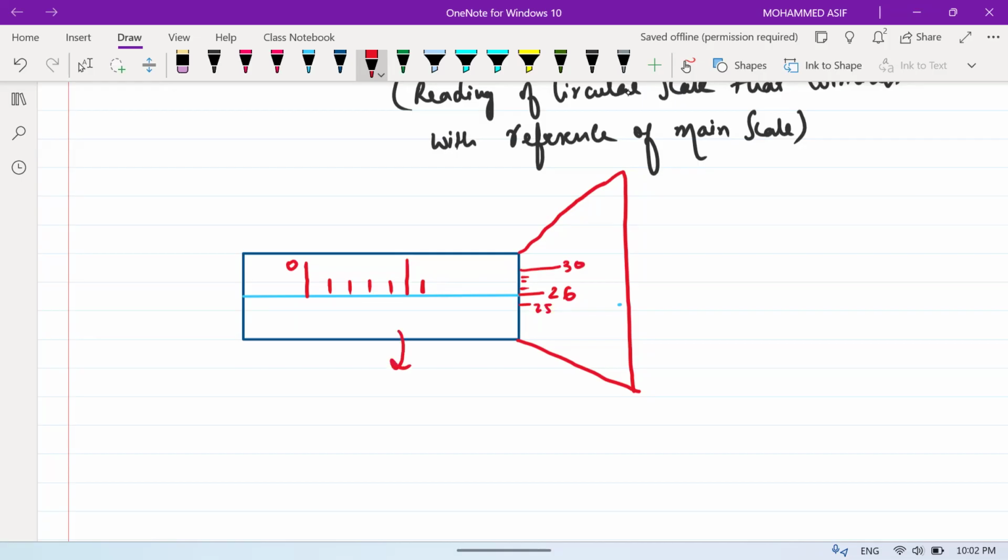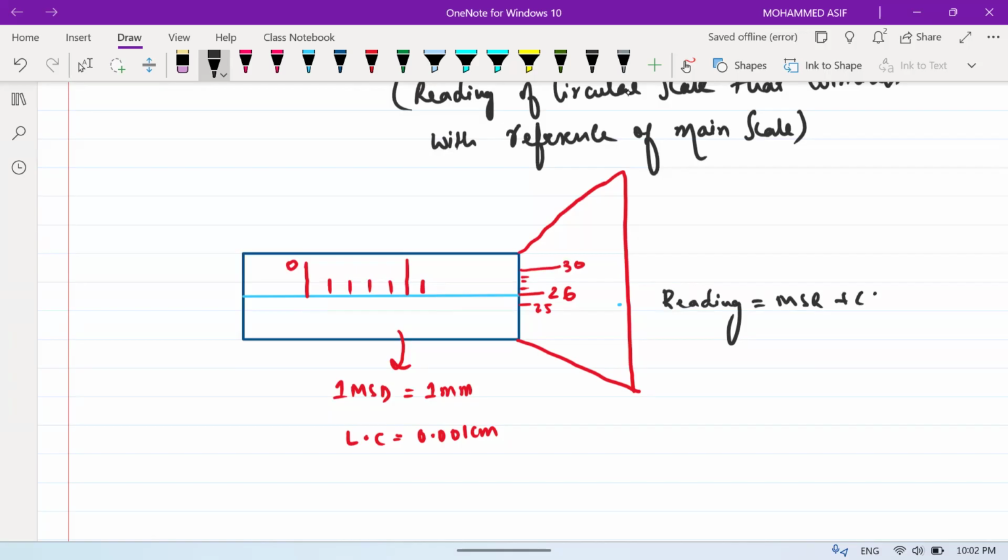And main scale reading is given for me, 1 main scale division is equals to 1 mm, say for example. Okay. And least count is given for me as 0.001 centimeters. Am I clear? Now, can anyone tell me the reading of this one? What will be the reading? Reading is equals to main scale reading plus circular scale reading multiplied with your least count. Can anyone tell me what is the reading? Anyone?